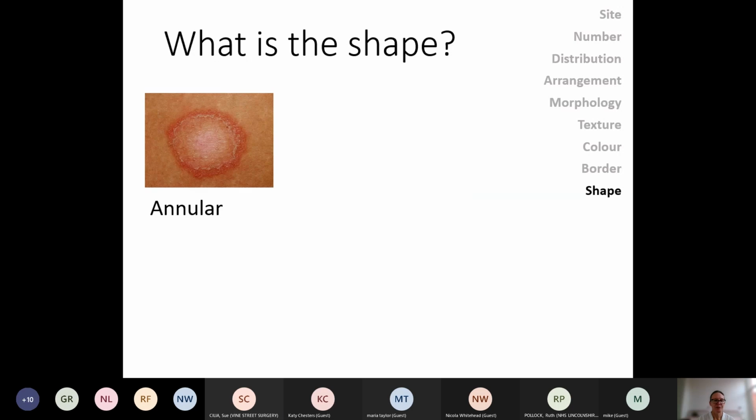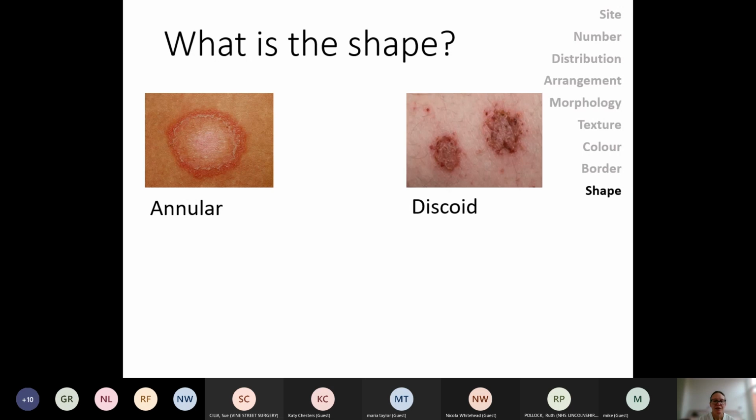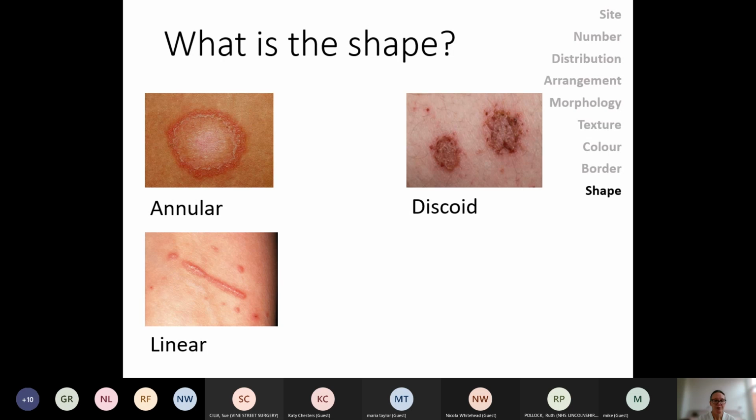And then shapes can help. So annular means that it's ring shaped. Annular is ring shaped, so it's clear in the middle. The skin right in the centre of that first one looks very similar to normal skin. Discoid, we can see each of those are round, like coin shaped.